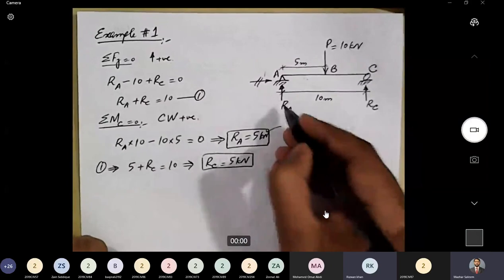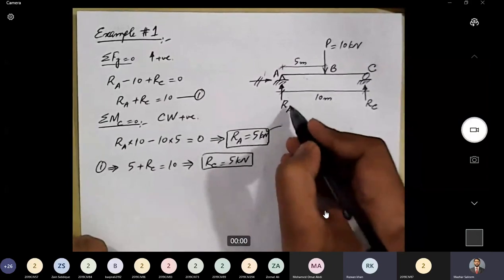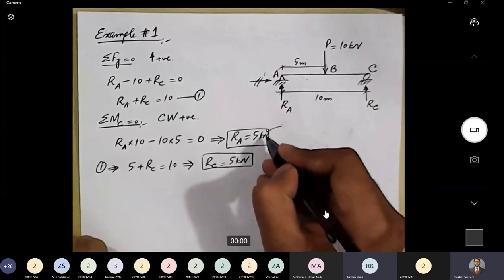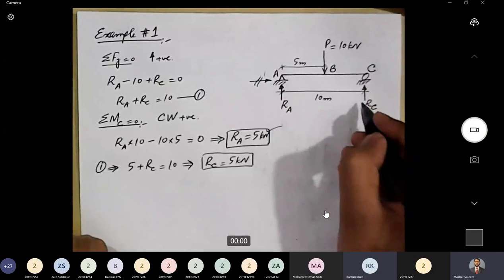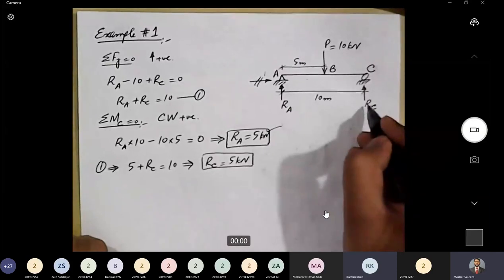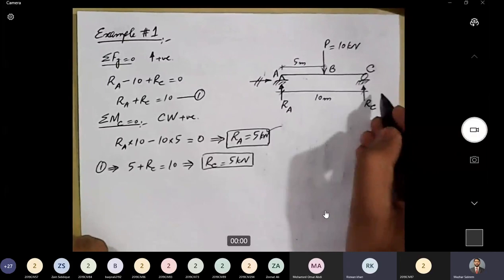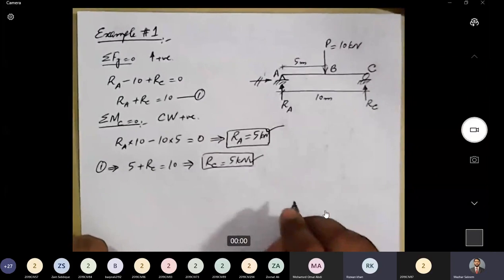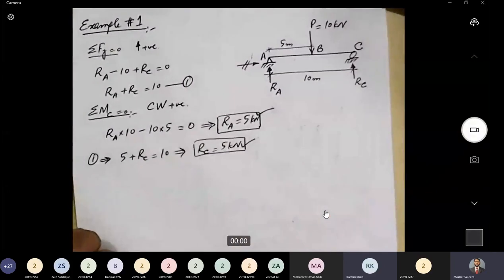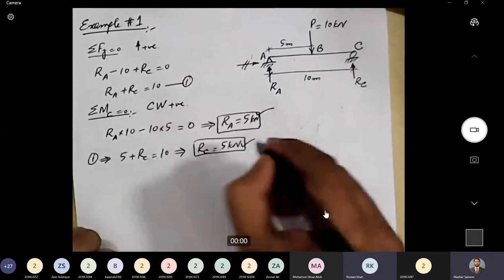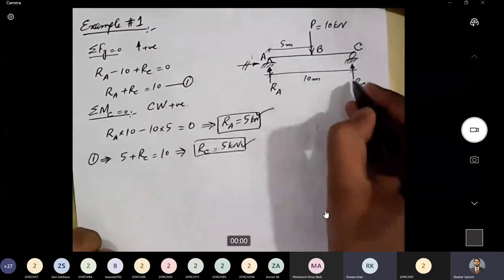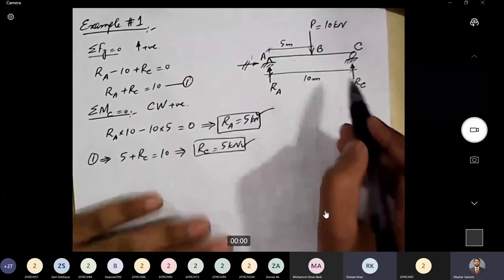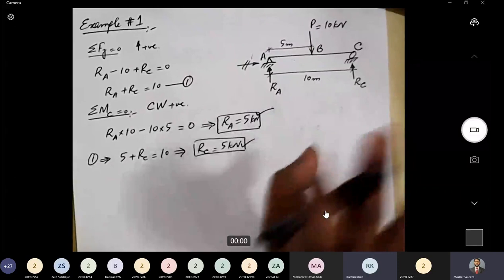It means our assumption about RA, that RA is in the upward direction, is correct. And similarly for RC, the answer is positive. It means our assumption about RC is also correct. That's what these positive answers mean. Right now, just forget about the other convention. Just use this convention, and at the beginning we can assume the direction of reaction in the upward direction. If the answer comes out to be positive, the assumed direction is correct. If the answer comes out to be negative, the assumed direction is incorrect.